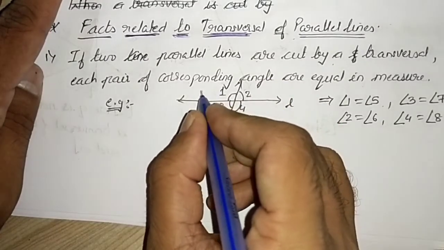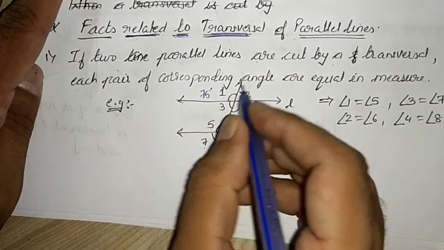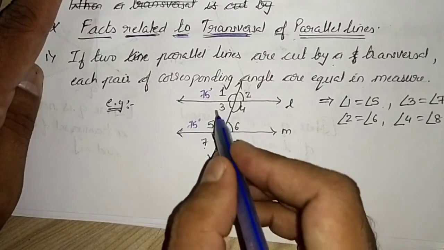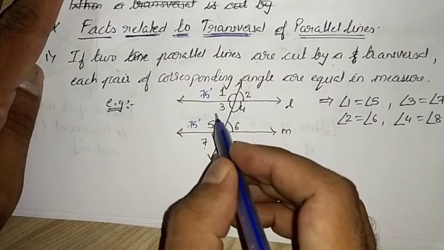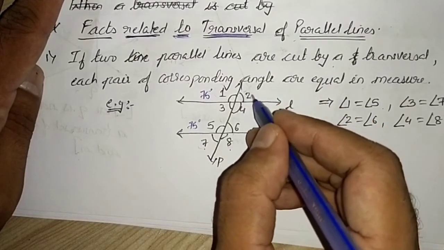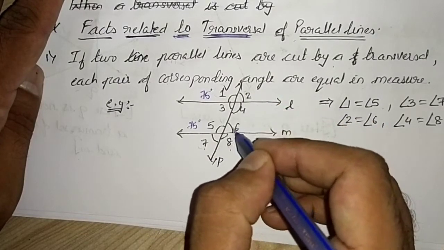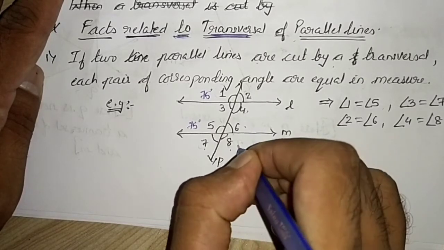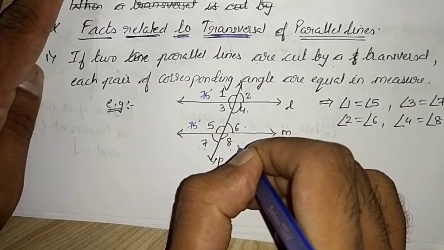So if this is 75 degrees, this will also be 75 degrees. In the same way, if it is x degrees, this will also be x degrees. If angle 2 is y degrees, then angle 6 will also be y degrees. That means angle 2 will be equal to angle 6, and angle 4 will be equal to angle 8. Corresponding angles will be equal.